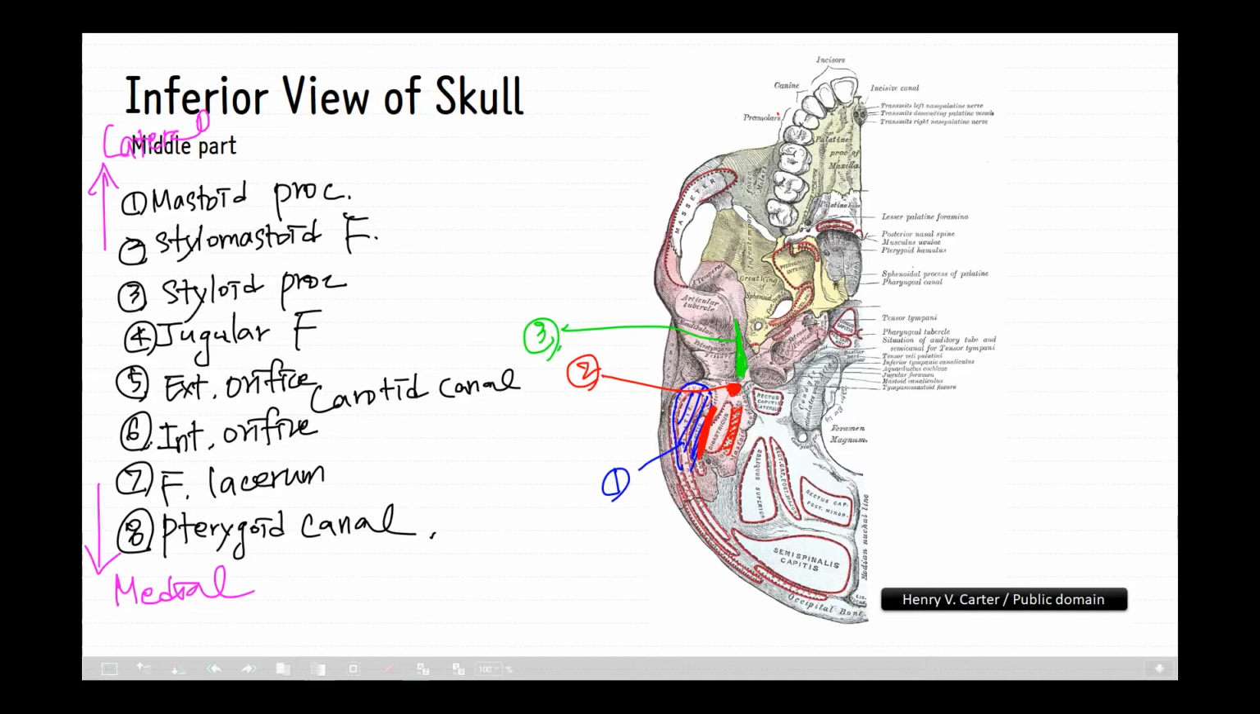And number 4, the jugular foramen. In this figure, we can find the jugular foramen in here, the red colored area. The jugular foramen is a larger foramen or opening in the base of skull located behind the carotid canal. It is formed in front by the petrous portion of the temporal bone and behind by the occipital bone. It is generally larger on the right than on the left side.